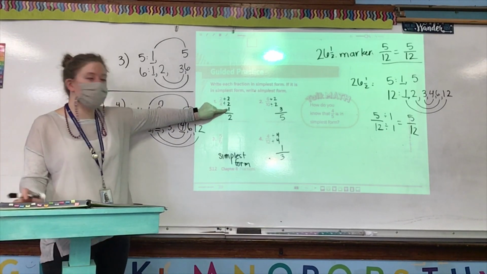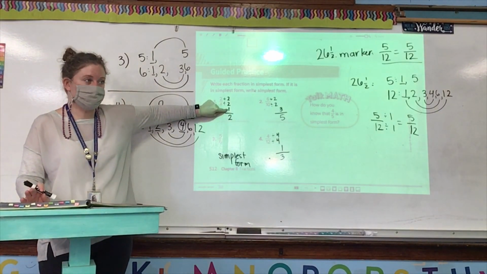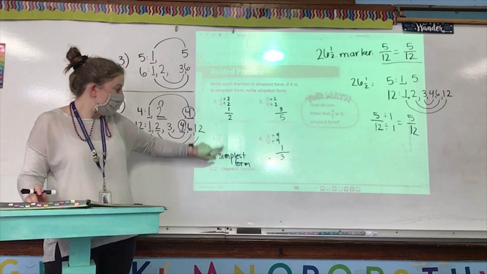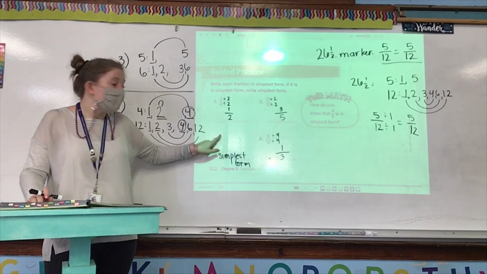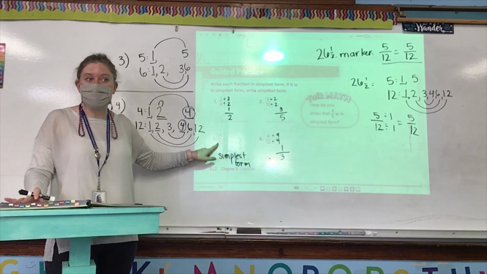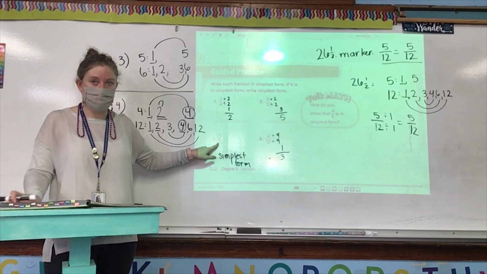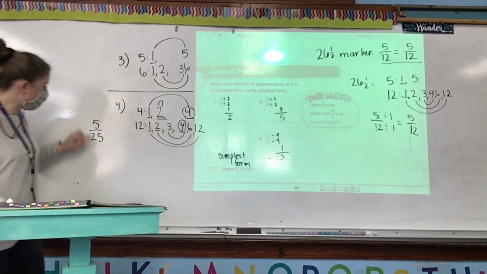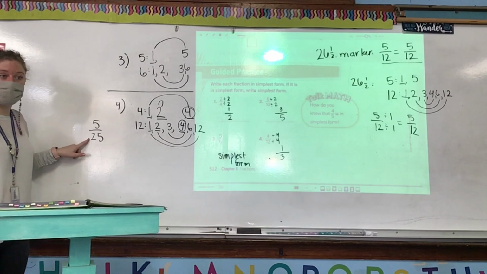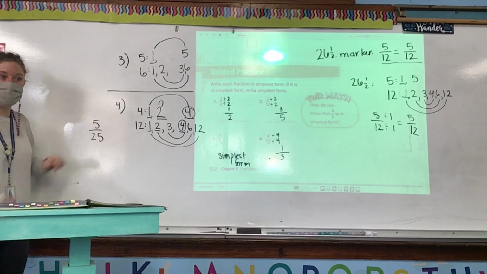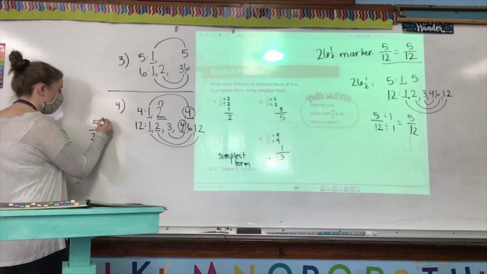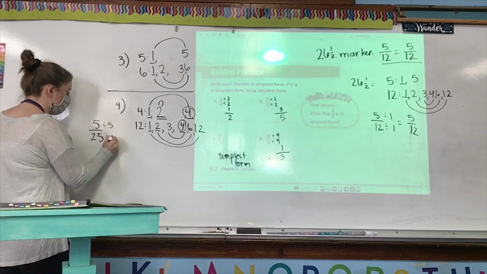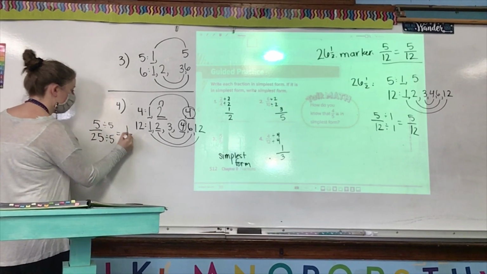First clue, if your numerator is 1, it's in simplest form. Second clue, if your numerator is prime and it is not a factor of the denominator, it's in simplest form. Third clue, if your numerator is a factor of your denominator, then your numerator is the greatest common factor.